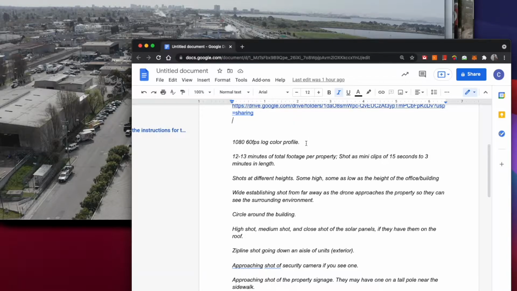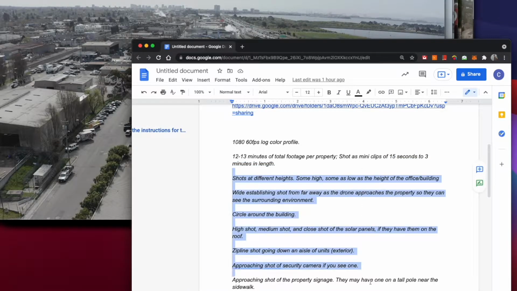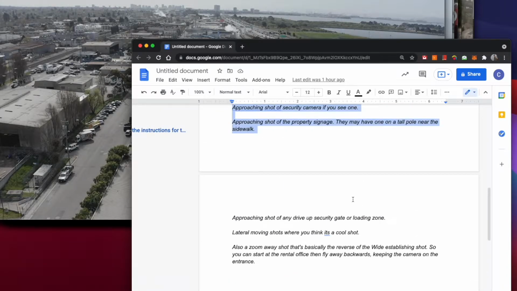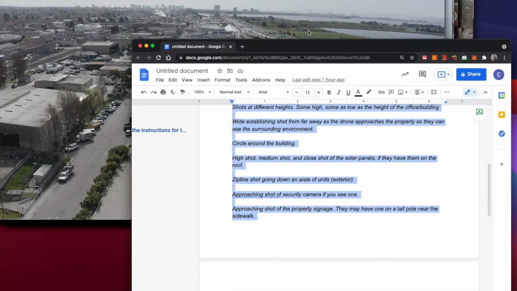So first off, 1080, not 4K, 1080, 60 frames per second, log color profile. That's important. Again, we need about 12 to 13 minutes of total footage per property, shot as small mini clips, 15 seconds to 3 minutes long. Okay, now the rest, you can read the rest yourself, and I'll go through some of this footage right now.